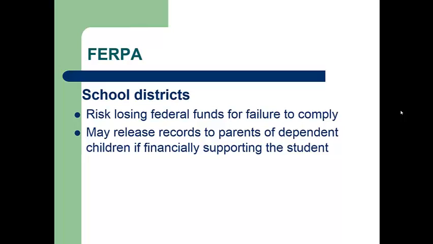FERPA is a federal law, and in Oklahoma, the average school district gets about 10% of its money from the federal government. So the school is in danger of losing those monies, and that's what happens to the school district. They can release these records to the parents of a child, or somebody who is financially supporting the child.